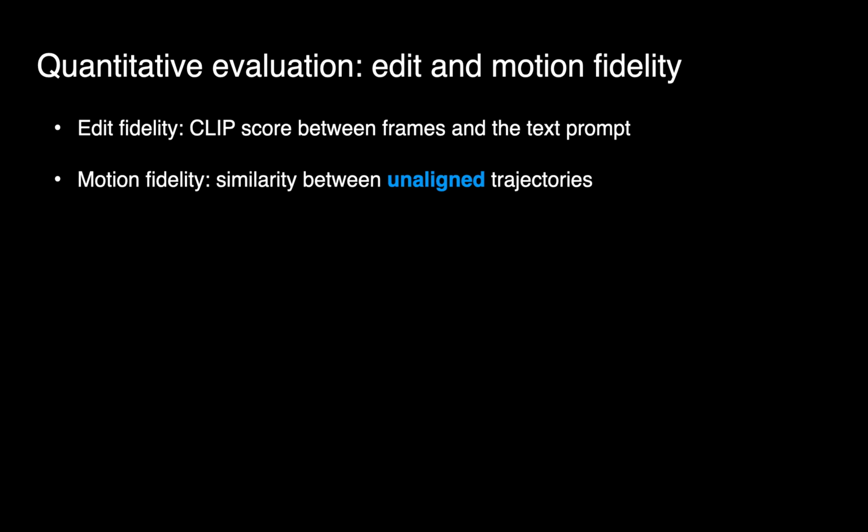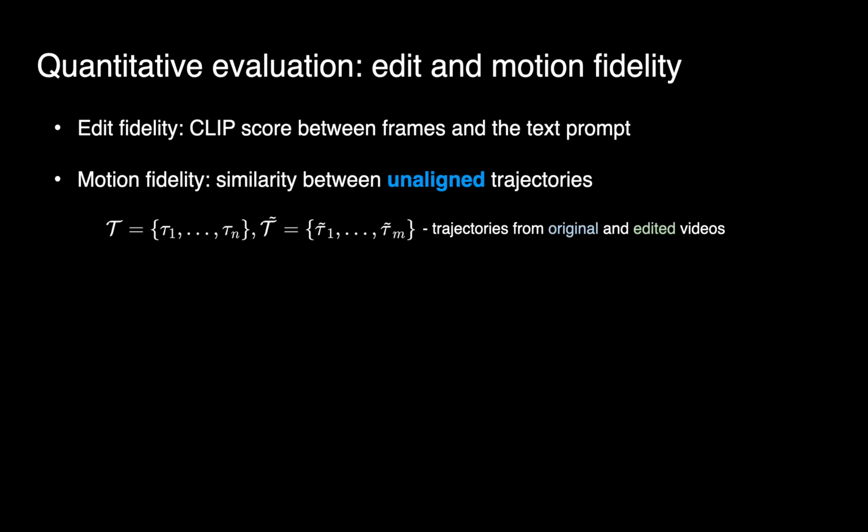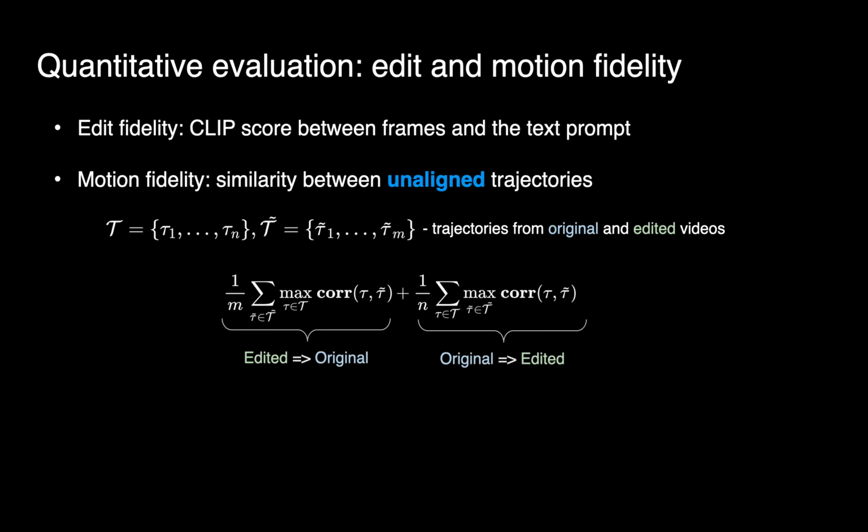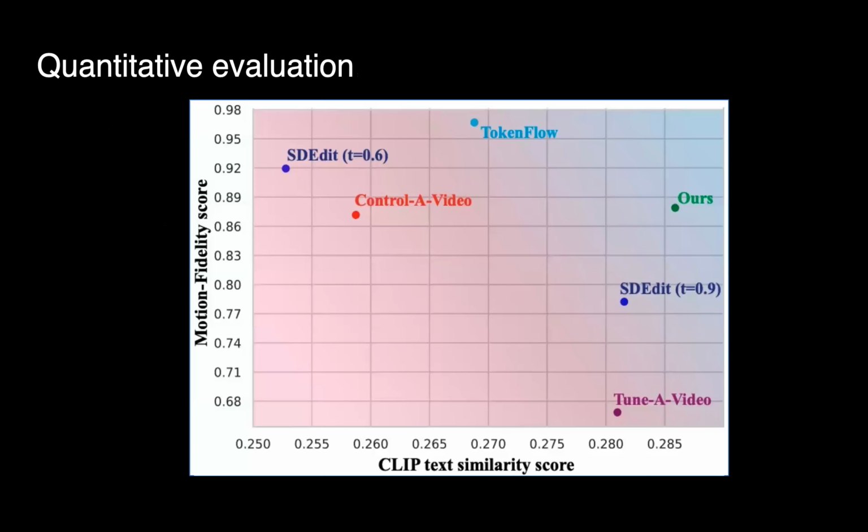We have the original video and we have the target, the edited video. We can apply an off-the-shelf tracker to get a set of trajectories from each one of those videos. And now we suggest to use something like the chamfer distance between these two sets of trajectories. So we are measuring the correlation between each trajectory in the original video to its nearest neighbor in the edited video and vice versa. And this is how the numbers look like.